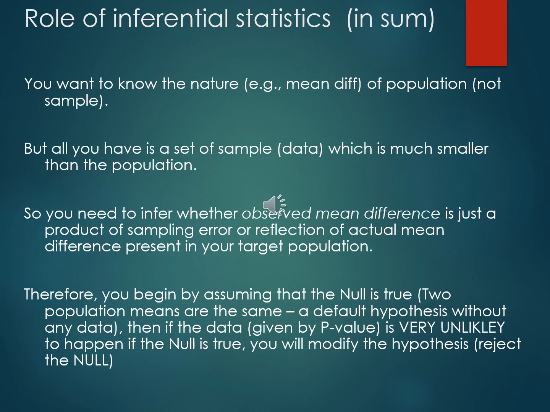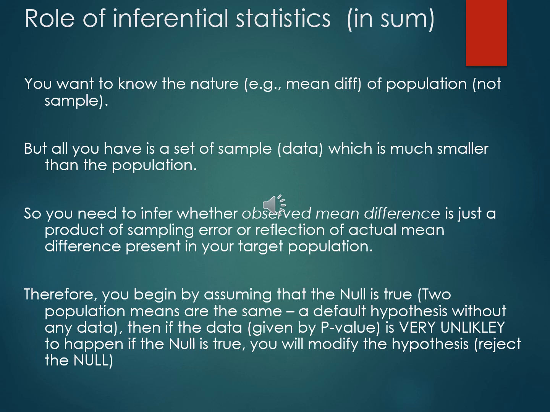So in comparing means, you have observed means, which are sample means. You compare the sample means, and then you try to make inferences about the difference in population means. Therefore, you begin by assuming that two population means are the same because you don't know. That's the least problematic assumption. And then you look at the difference in observed means.